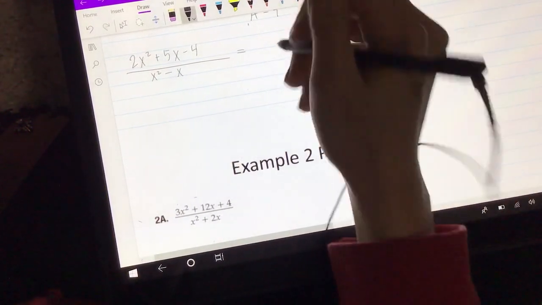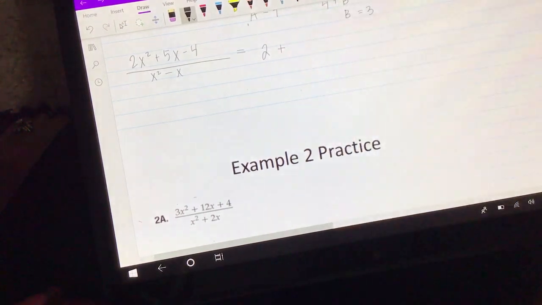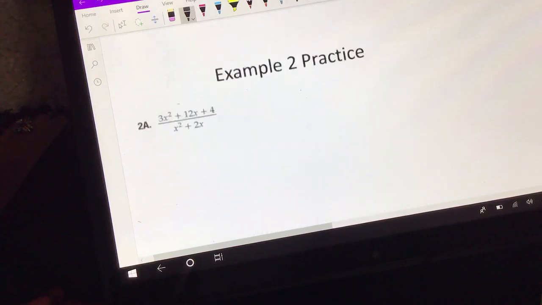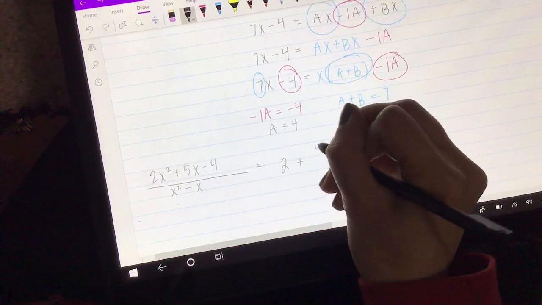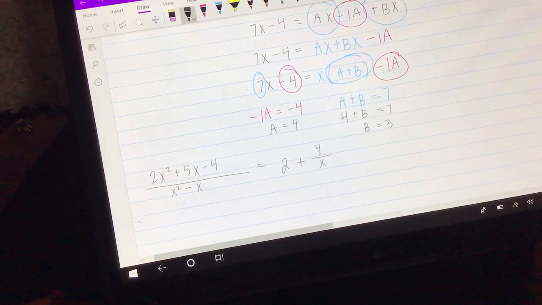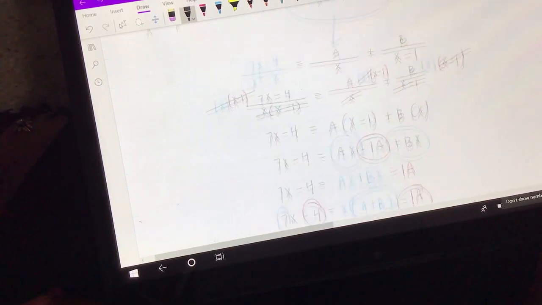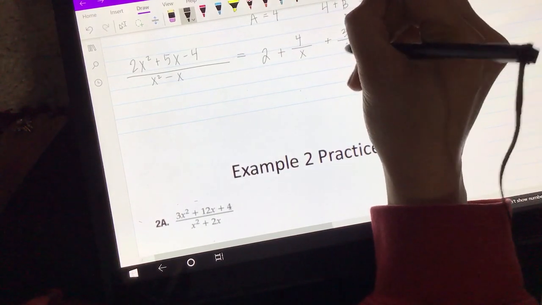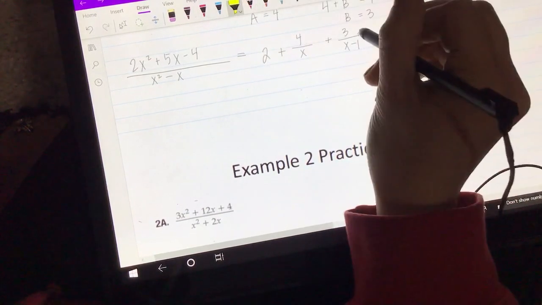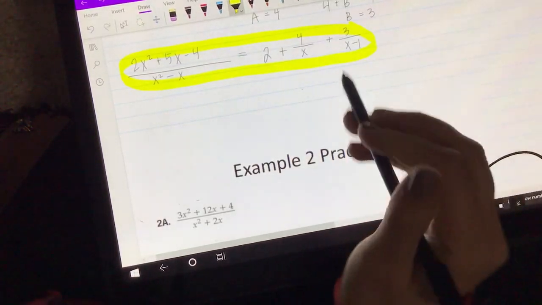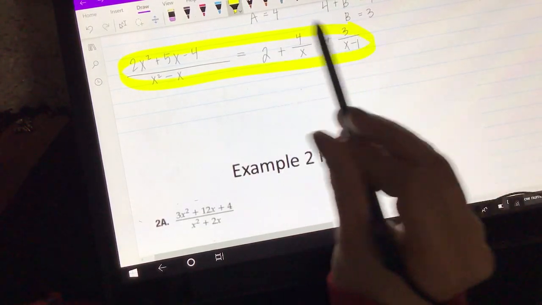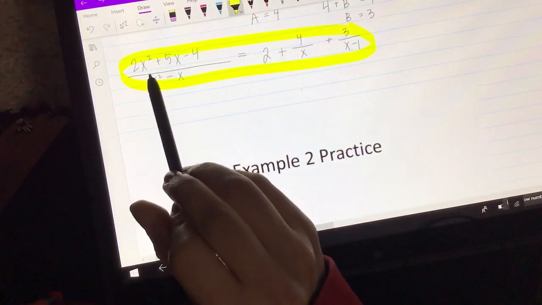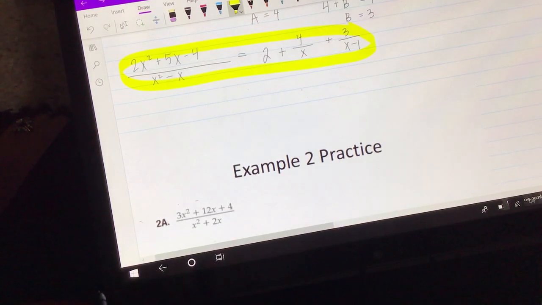So it's equal to 2 plus the a value, which was 4, over x, plus the b value, which is 3, over x minus 1. Here's the final answer. Remember, you can always check your work by, on the right side, getting a common denominator, adding your fractions together, and making sure it's equal to the left side.